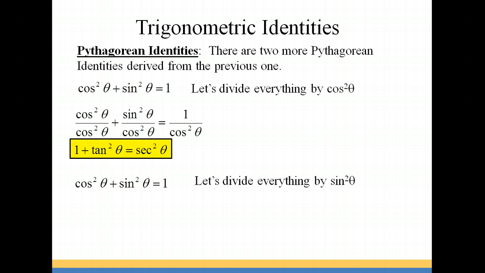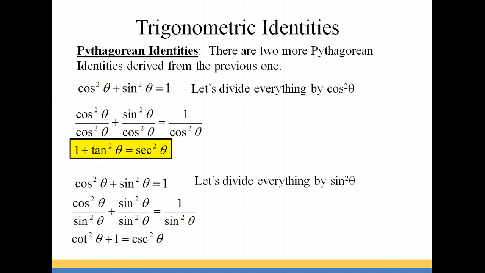Next, we're going to take our equation and divide everything by sine squared. And when we do that, we end up with cotan squared theta plus 1 equals cosecant squared theta. So we have two more Pythagorean identities.